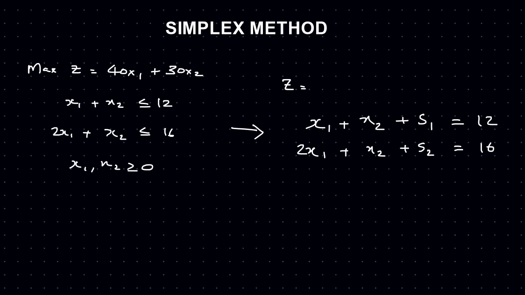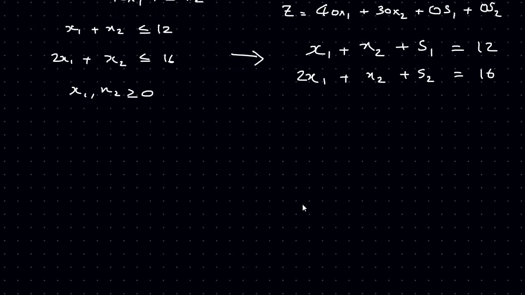So we have maximize z equal to 40x1 plus 30x2 plus 0s1 plus 0s2. This will be our new objective function, and we'll be building our initial simplex table using this data. We need the following columns for the simplex table.